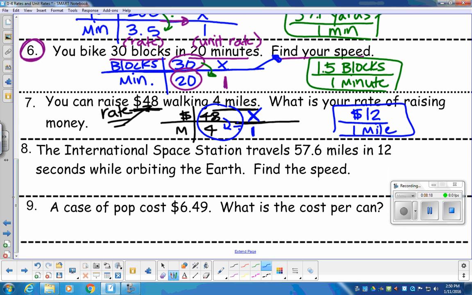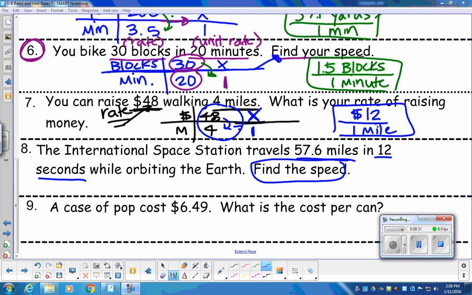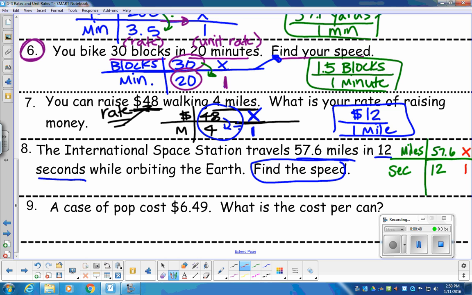Number 8, the International Space Station travels 57.6 miles in 12 seconds while orbiting the Earth. Find the speed. Again, we're just looking for that unit rate when we're talking about speeds. The labels that we hear are miles compared to seconds. So we have 57.6 miles in 12 seconds is how many miles in 1 second? 57.6 miles in 12 seconds is how many in 1 second?